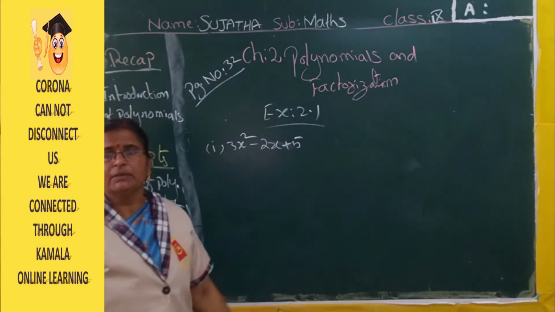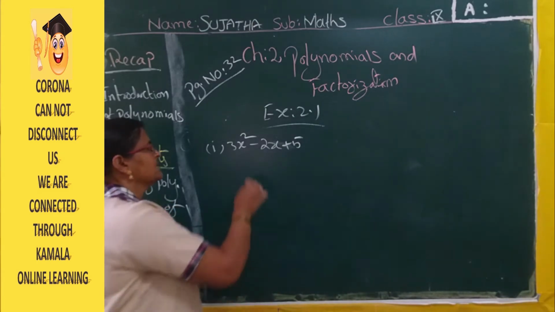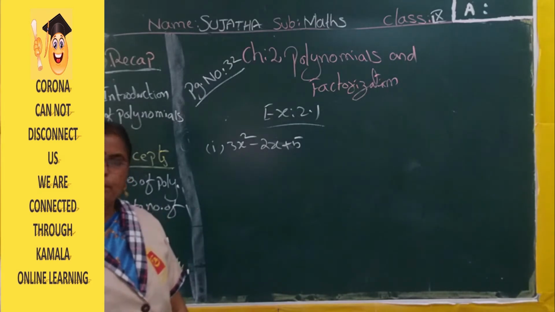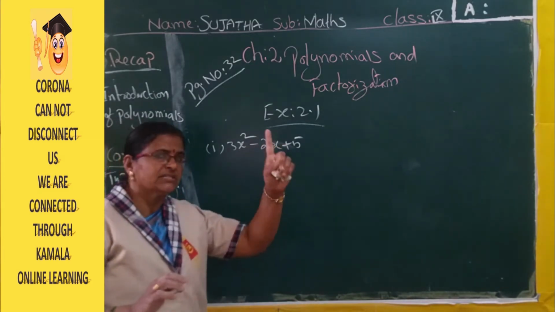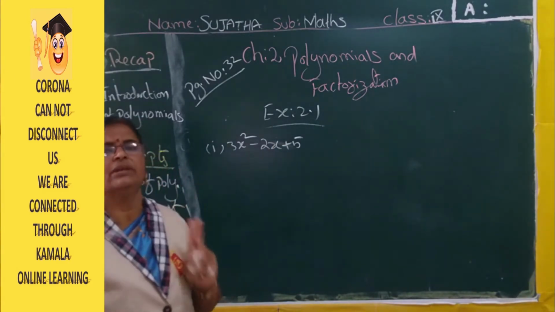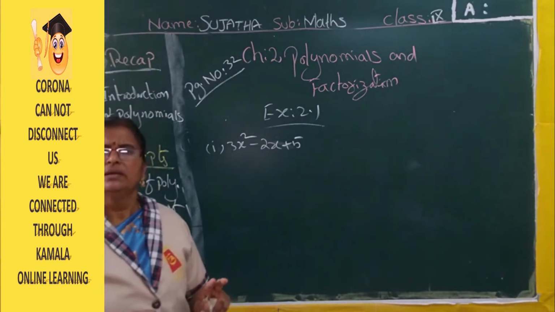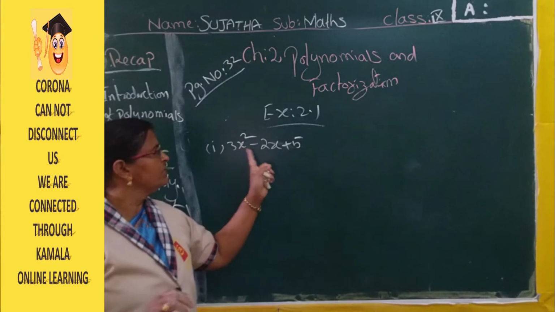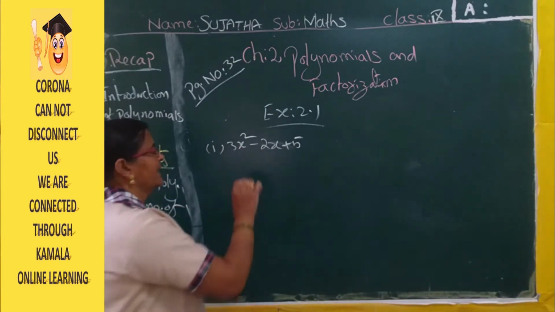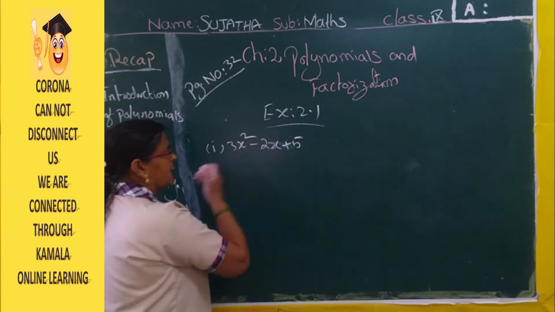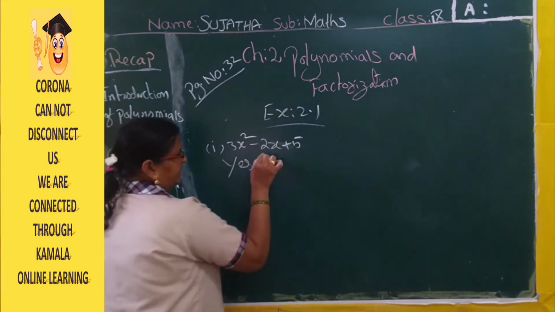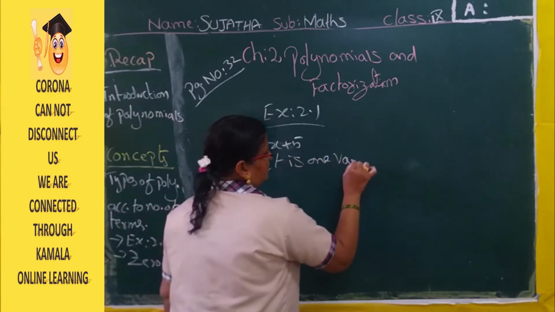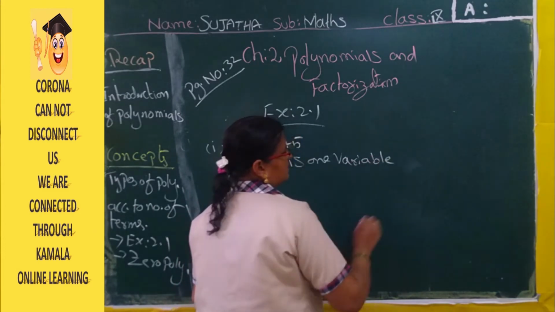See, is this a one-variable polynomial or not? Yes. Why? Because only x. You can use x 2 times, 3 times, 4 times, any number of times in that polynomial, no problem. But which variable are we using? That is important. Only x. So that's why it is a one-variable polynomial. So what will you write as the answer? Yes, it is a one-variable polynomial.